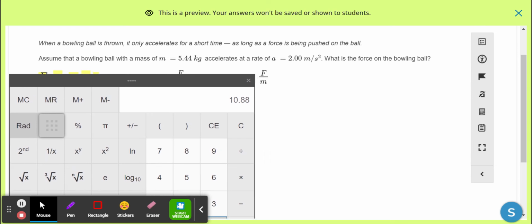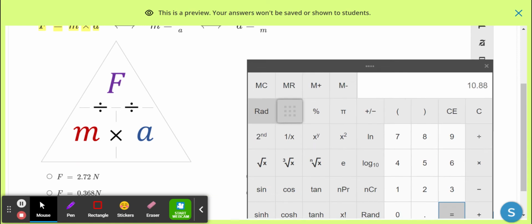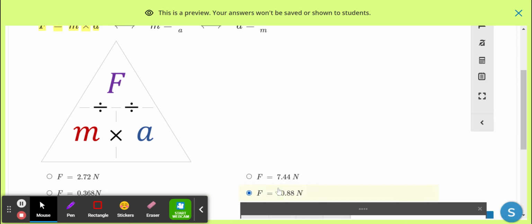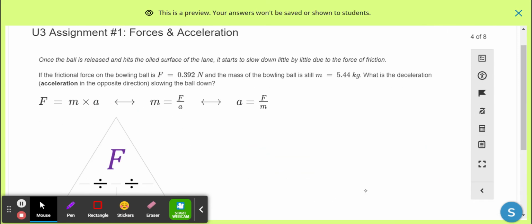So let's go down here. Make sure that's one of the answers. Hey, it is. Our force is 10.88 newtons. Let's do another example. Let's go to the next one.